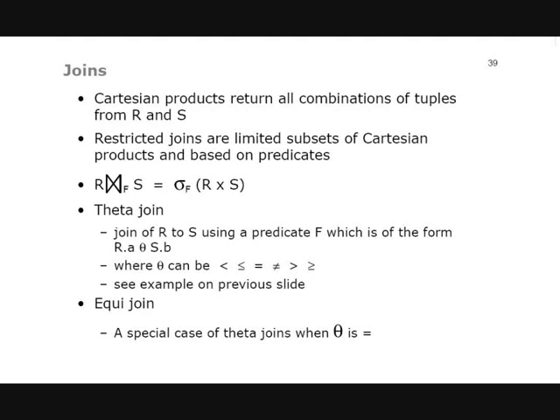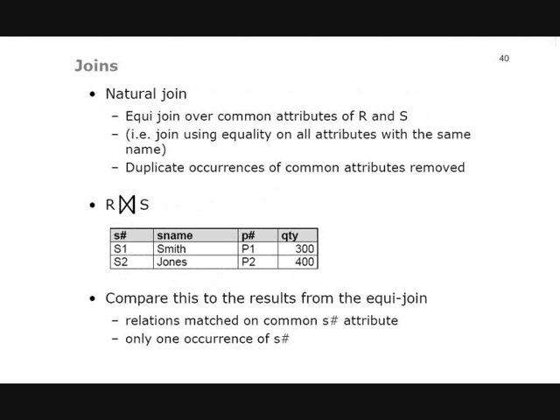And in fact, the natural join is an equijoin over common attributes of R. So we don't have to specify the attribute because we're going to do it over whatever is the common attribute. So in one relationship we had S number, in the other relationship we had S number, so the natural join is going to be defined over the common attribute, which is S number.